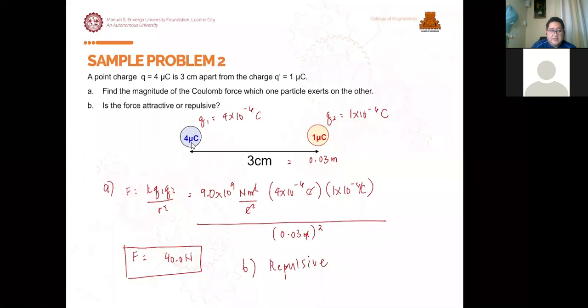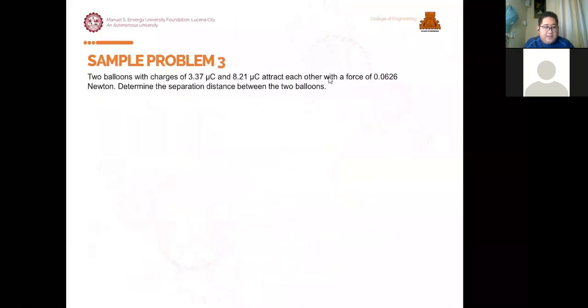It means that when the two meet, they will push each other away with 40 newtons. They really push each other, 40 newtons apart. Okay? Okay, let's go to problem 2. Okay, thank you. Next, sample 3.